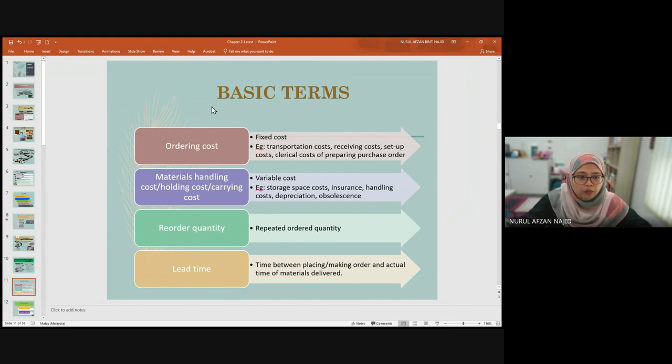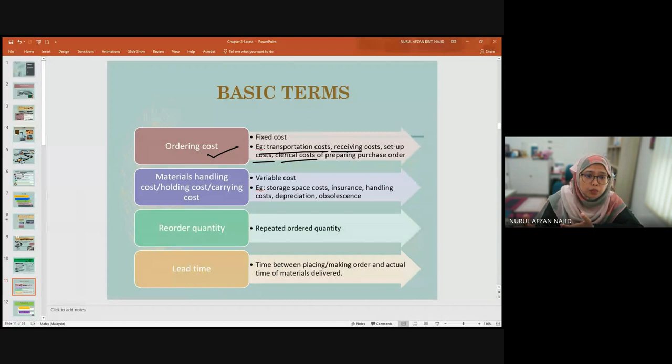Okay. Yang pertama, ordering cost. Dalam definition ataupun benefit of the EOQ tadi, ordering cost ni kita akan minimiskan bila kita order barang. Apa yang dimasukkan dengan ordering cost? Ordering cost, transportation, receiving, setup, clerical in preparing purchase order. Untuk memudahkan you, in a simple words, ordering cost ini adalah cost-cost yang incurred bila you baru nak order barang. Baru nak order the material. Contoh, material dah nak habis dekat store, dekat warehouse. So, apa yang you perlu buat?